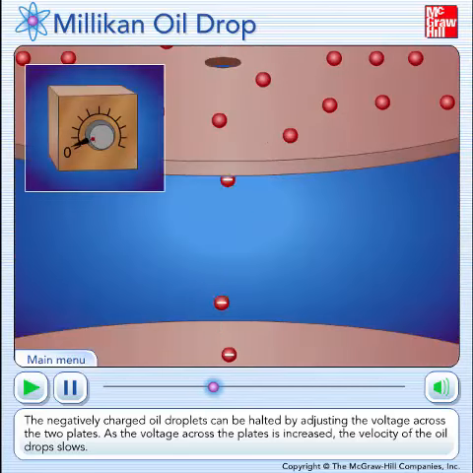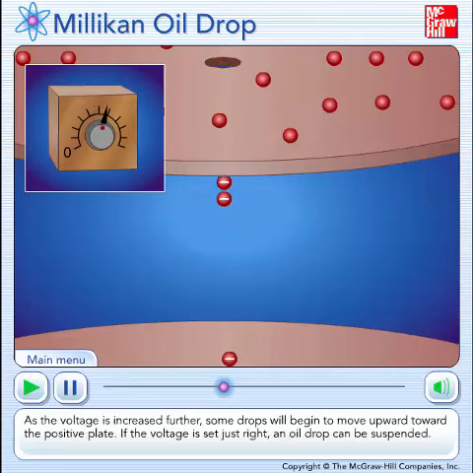As the voltage across the plates is increased, the velocity of the oil drops slows. As the voltage is increased further, some drops will begin to move upward toward the positive plate. If the voltage is set just right, an oil drop can be suspended.